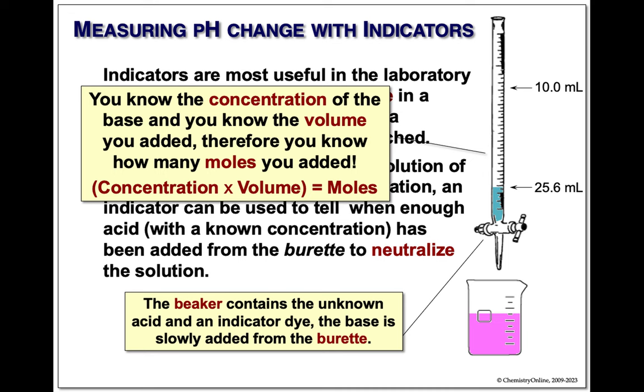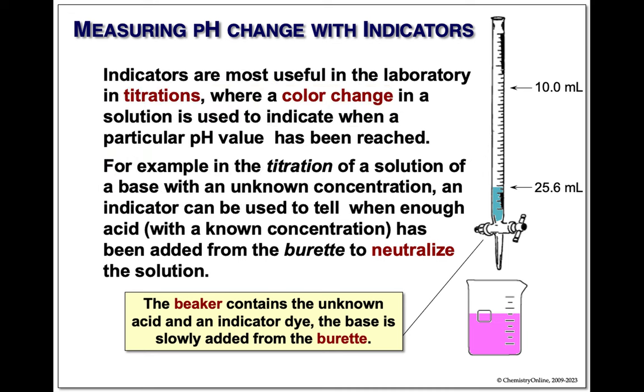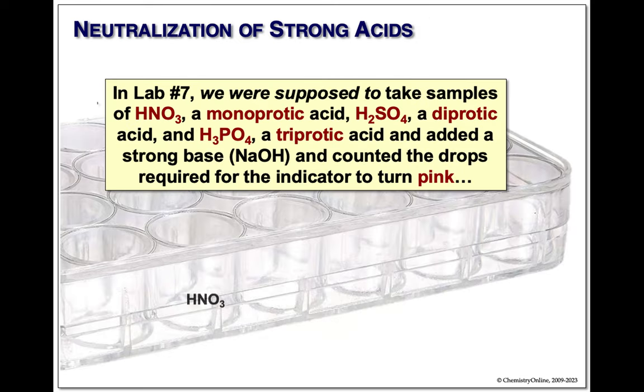Now, the last couple labs have been a little bit compromised, sort of, because of setup problems, whatever. One of the things that we were supposed to do in lab number 7 that we weren't able to was to take samples of mono, di, and triprotic acids and do a simple titration. So we're doing it now. What we're going to do is put half a mil of nitric, sulfuric, and phosphoric in these wells. We will add one drop of phenethylamine, and then we're going to add sodium hydroxide dropwise until we get a color change.